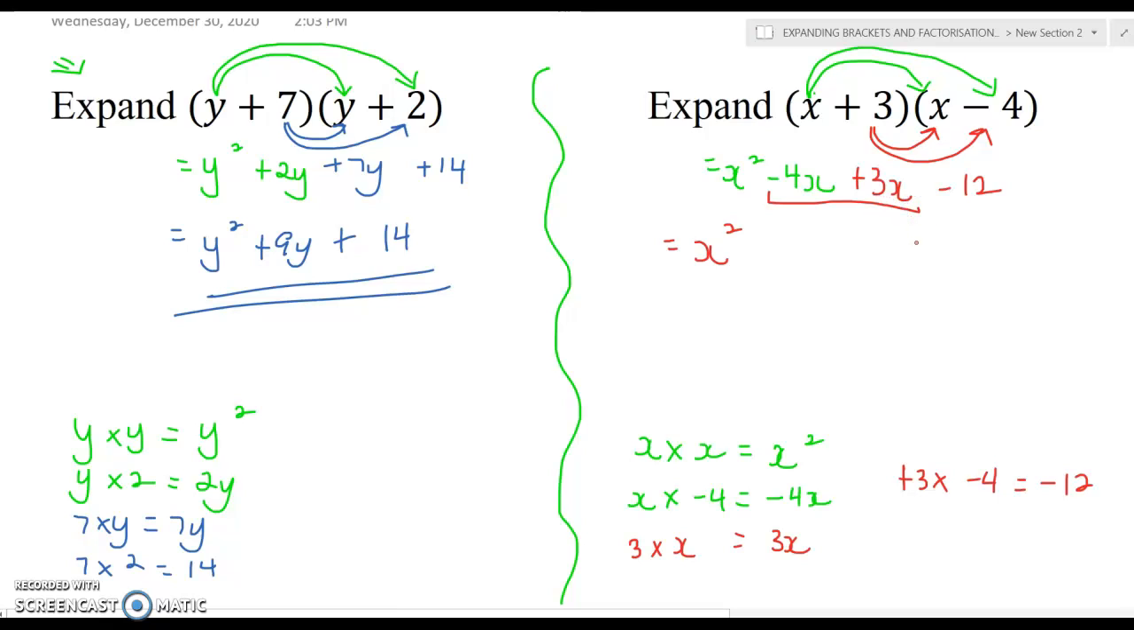Minus 4 plus 3. Remember, think back to your directed numbers. Minus 4 is a bigger number, plus 3, you're going to remain with minus 1, x, and then minus 12. And this here is your answer. Again, all this takes practice, and remember, you need to know your directed numbers for these, right? So go back and practice those if you know you need to.